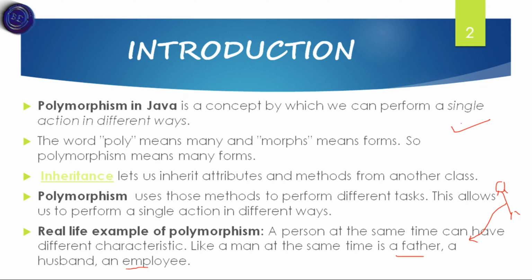When we inherit the methods from the parent class to the child class, the child class performs different actions by using the parent class methods. So the method name is the same but the operations performed in the child class are different. In this way polymorphism works.